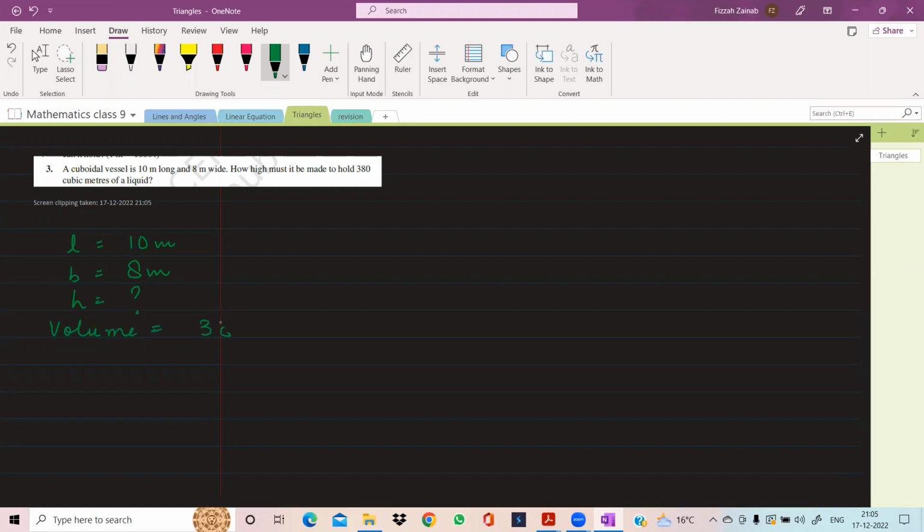So 380 cubic meter means meter cube. So height you have to find. This is simple. It's a cuboidal tank. So volume is equal to length into breadth into height. Now this volume is already given. So 380 meter cube is equal to length is 10 meter, breadth is 8 meter into height, right?